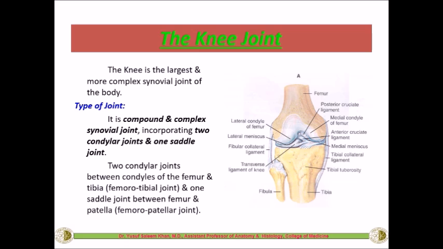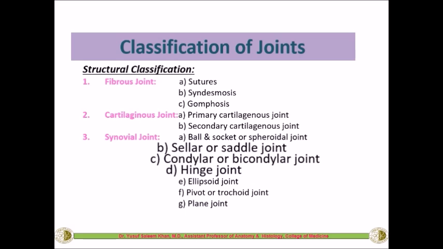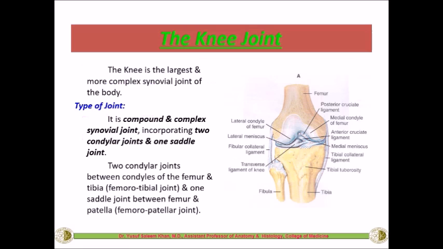One is the condylar joint and the saddle joint. If you remember, this is the classification, and here are the synovial joints. Within the synovial joint, this involves 2 to 3 types within its own type. One is the sellar or saddle type of joint, second is the bicondylar or condylar joint, and the third is the hinge joint. So all these are included within this joint. That's why it is a very complex joint as well as a compound joint.